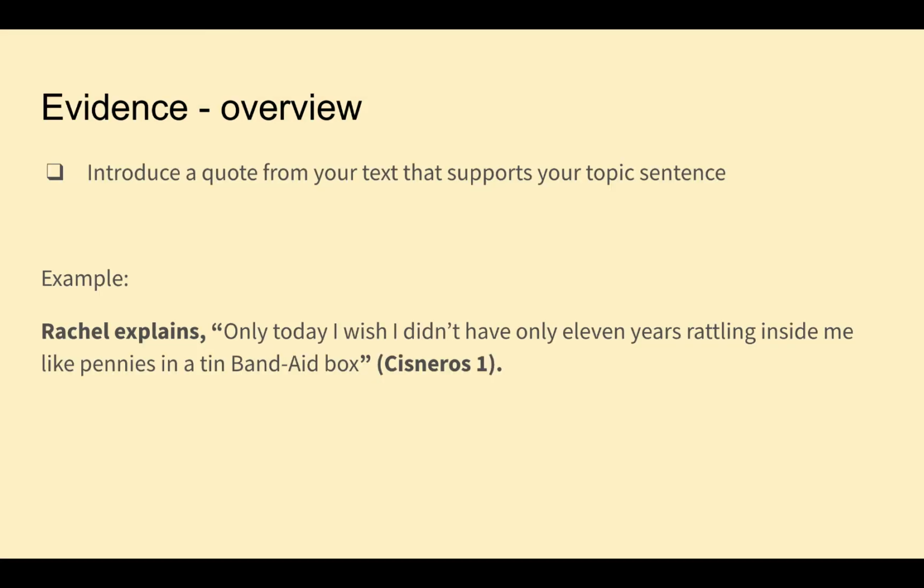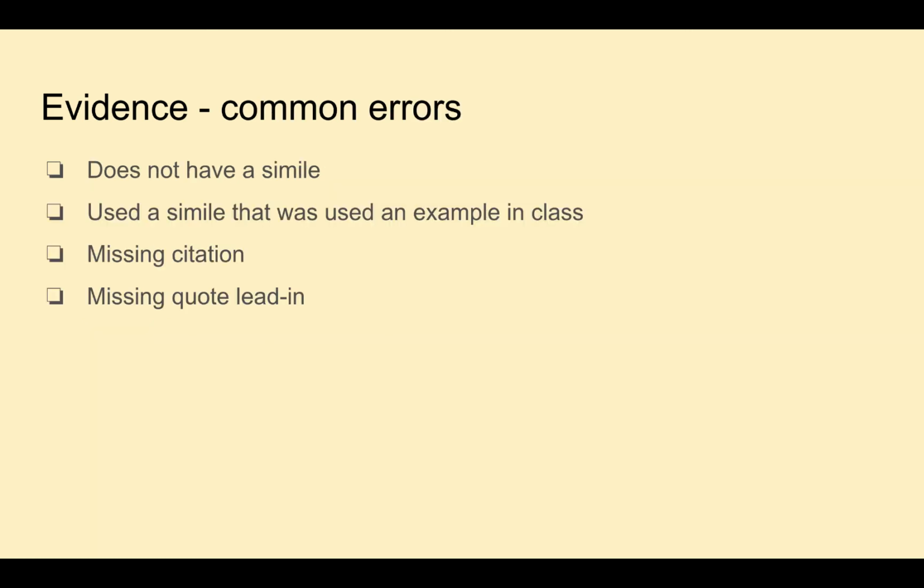After your context, you have your evidence. That's where you introduce a quote from the text that supports your topic sentence, and it also includes a citation afterwards. So you see here in the example, Rachel explains, blah, blah, blah. You have your quote, and then you have your citation at the end. All right, so the biggest and kind of most significant error we saw here was that some students selected evidence that did not include a simile.